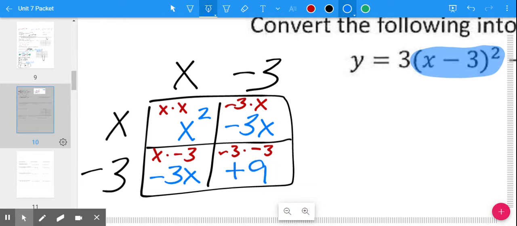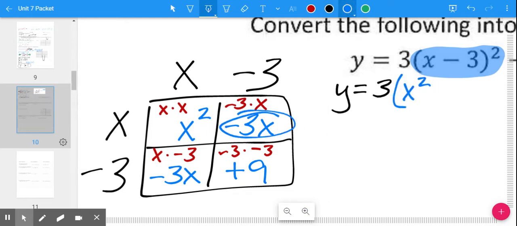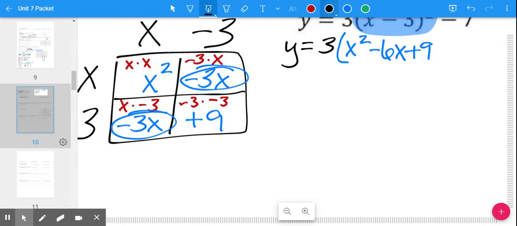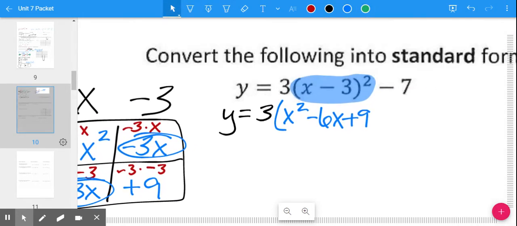So now we've taken care of just the part I highlighted in blue. So we have to bring down the rest. So we have y equals 3, and then in blue, I have my x squared, negative 3x minus 3x is negative 6x, plus 9. And I still have to bring down the rest.